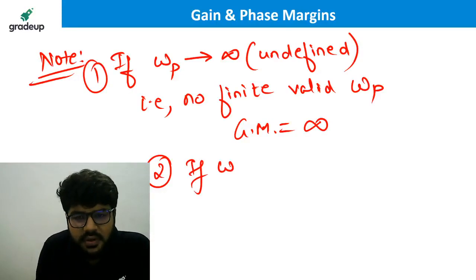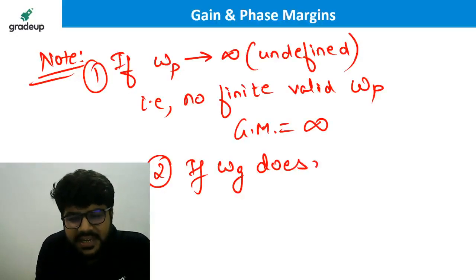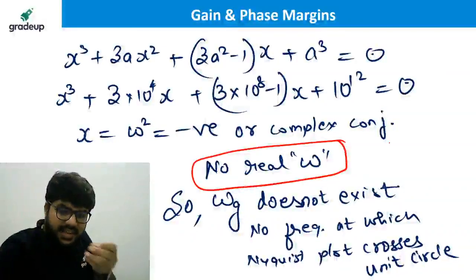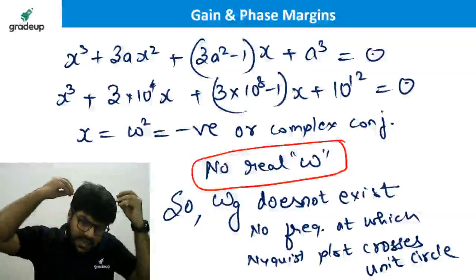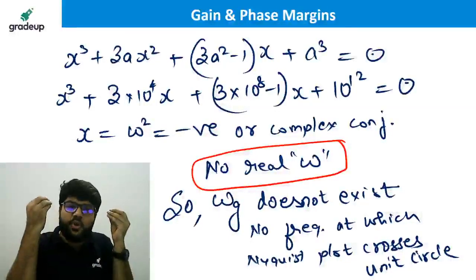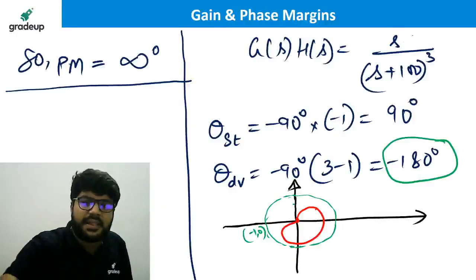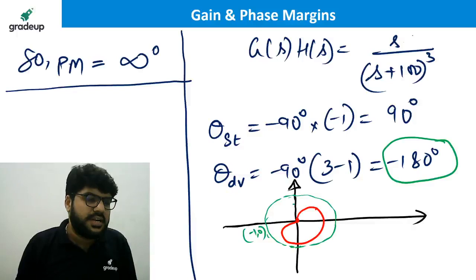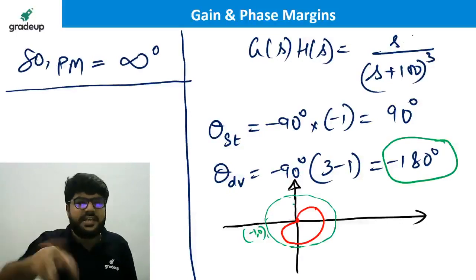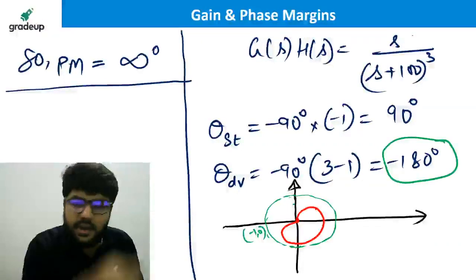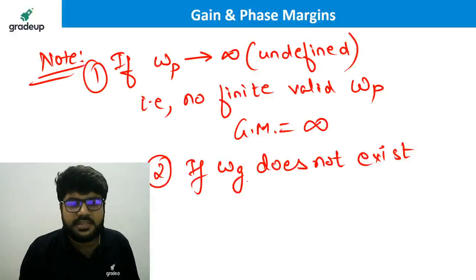If omega g does not exist, like in this question, omega g, यहाँ पे finite और infinite की point नहीं है, it does not exist only. There is no frequency, neither finite nor infinite, but there is no real omega g that can exist. मतलब the Nyquist plot cannot intersect the unit circle anytime, and that is why how much you can change the phase of the system, you can rotate it by how much you want, infinity, जितना उसको turn देना है देते रहिए, system is going to remain stable.